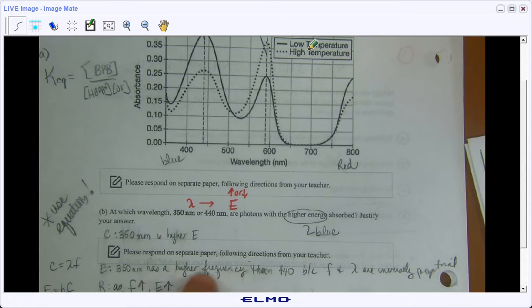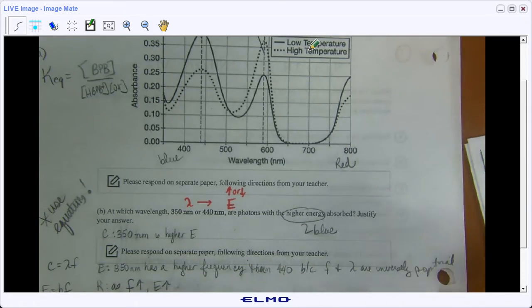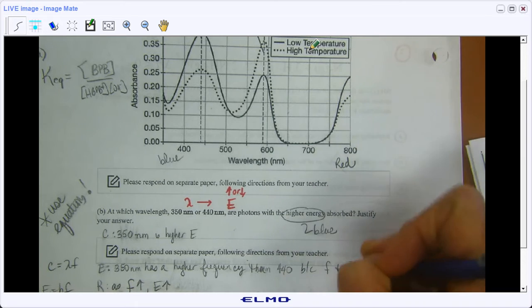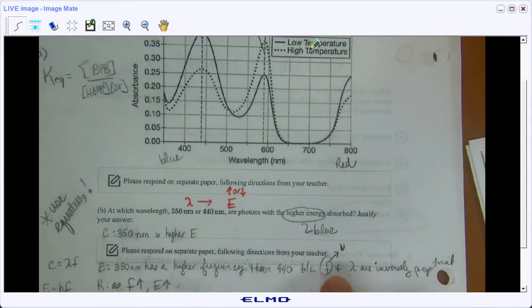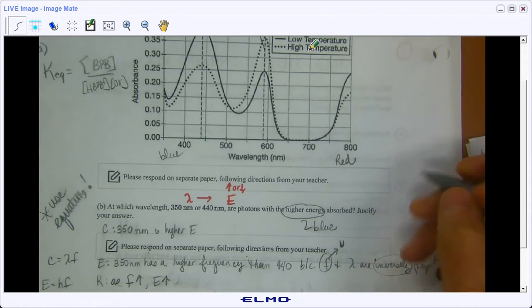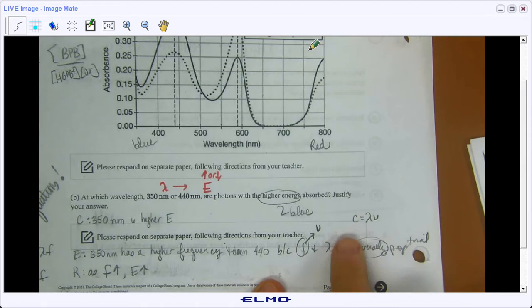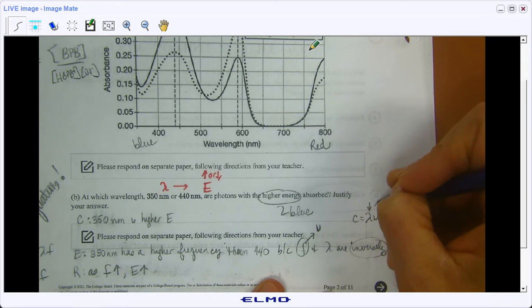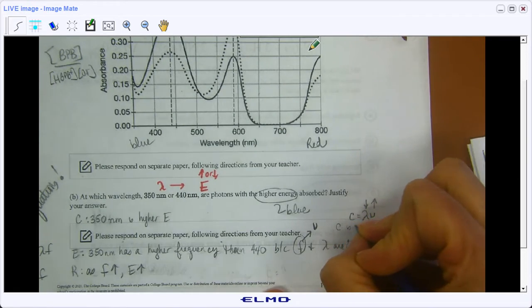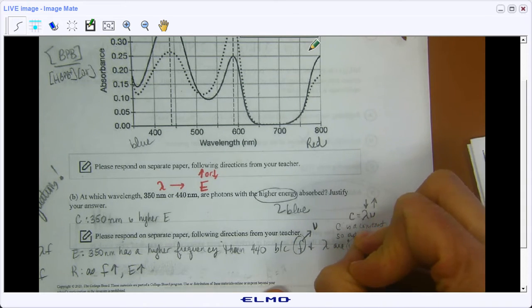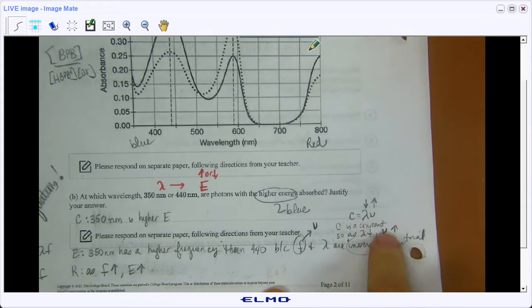350 nanometers has a higher frequency because frequency and wavelength are inversely proportional. In my evidence here, I should show why. How do I know they're inversely proportional? Well, we've got this equation that's given on the equation sheet. We can see that C is a constant, so as wavelength decreases, our frequency will increase. I would write out those words, not just use the symbols.